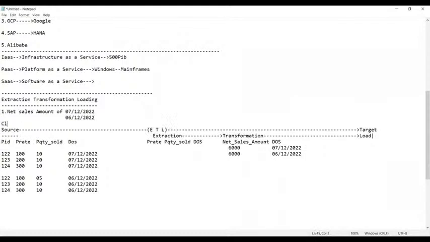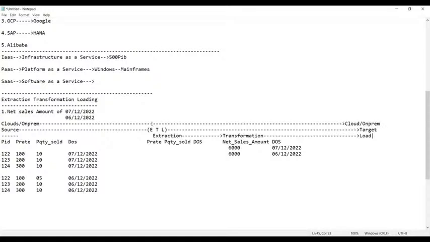between the clouds, or we can say between the on-premise system and the cloud, cloud to on-prem, or on-prem to cloud, we use ADF as the service.